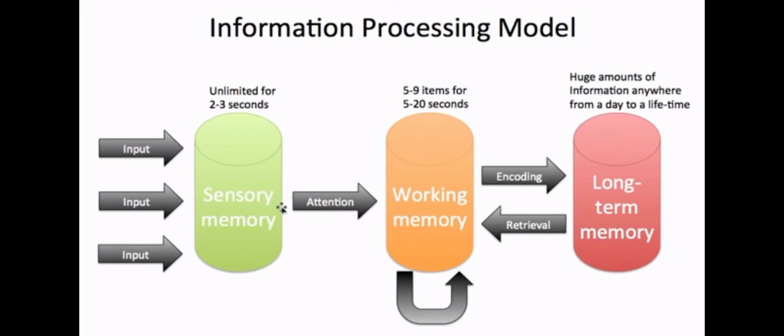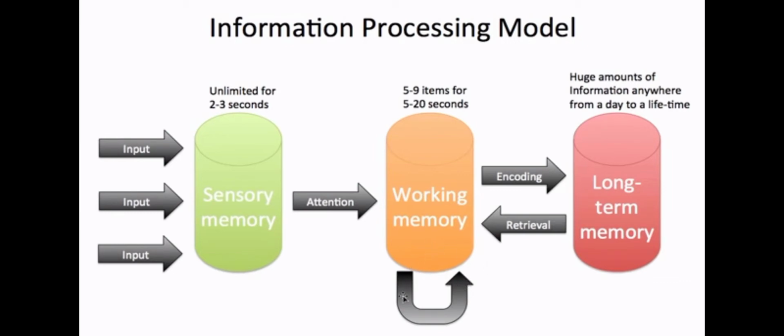And then once you pay attention to something, it goes into your working memory. Your working memory can hold about 5 to 9 items for 5 to 20 seconds. Now there's different ways to kind of trick yourself into remembering more items, like you can chunk things together, and it only holds it for about 5 to 20 seconds. And so that's what this loop right here is for. So there's different things that you can do to keep it in your working memory. You can rehearse it and you can go over it. You can try to, like I said, chunk it with other information.